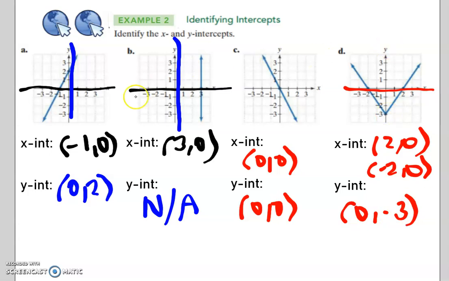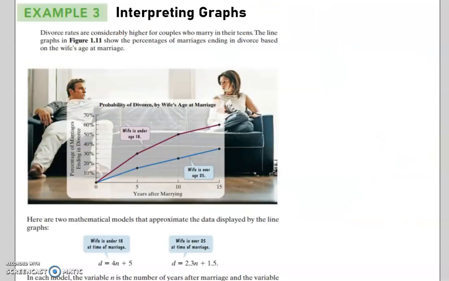Okay, guys, so that's just a refresher on when we look at a graph, we need to know how to find those intercepts. And the last example here today, guys, you guys rock, is just interpreting graphs. So notice here I have a word problem. It says, divorce rates are considerably higher for couples who marry in their teens. The line graphs in this figure show the percentages of marriages ending in divorce based on the wife's age at marriage. So we have to interpret this graph, right?